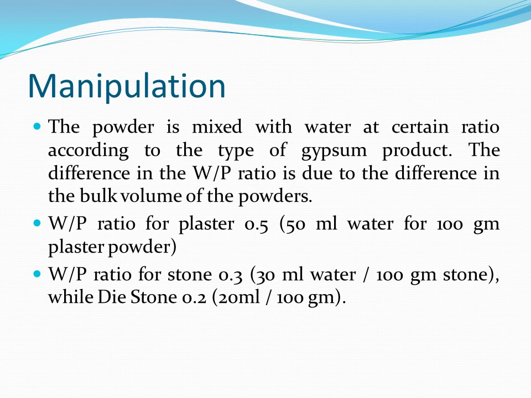يعني هنا نقدر نعرف انه كل تايب من الجبسم إلى ريشيو مختلف. للبلاستر 0.5، للستون 0.3، للدايستون 0.2 اللي هو أقلهن، الدايستون يعني ما نحتاج كمية مي هواي.